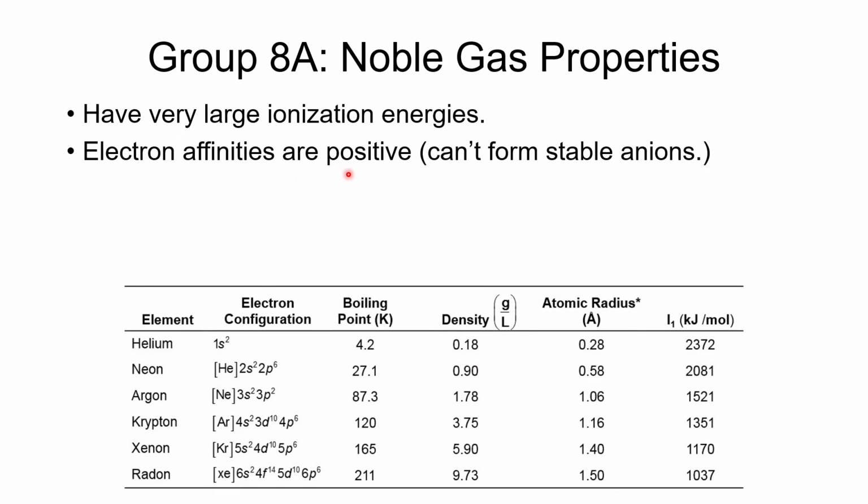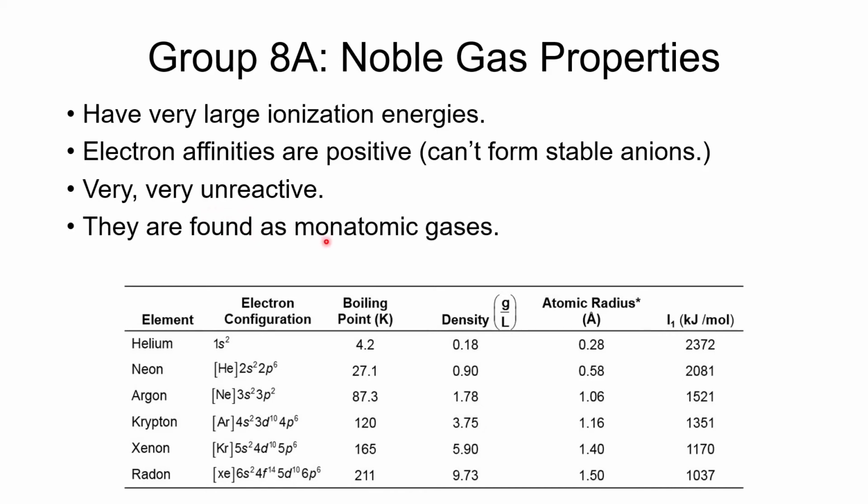The electron affinities are positive, so since the electron affinities are positive, they can't form anions. So they just don't ever form anions. And since their ionization energies are so large, they don't really form cations either. So you will never see a noble gas in an ionic compound. If you do, let me know, because I'll be surprised. They are very, very unreactive. They just don't do anything.